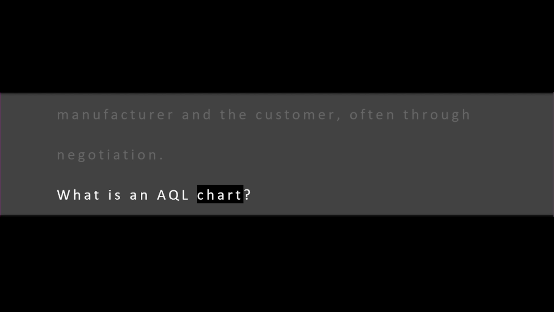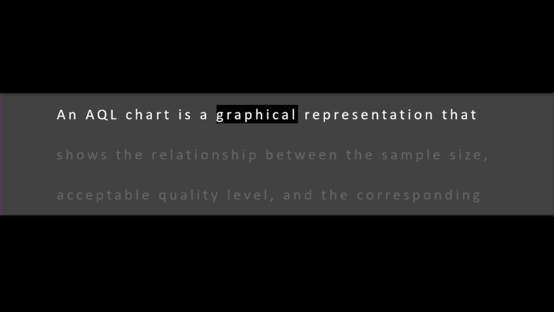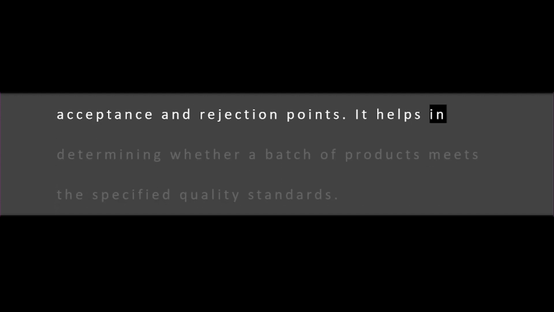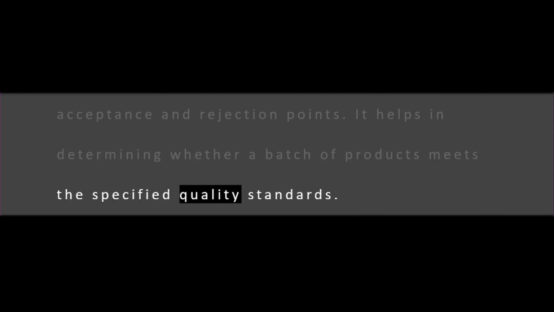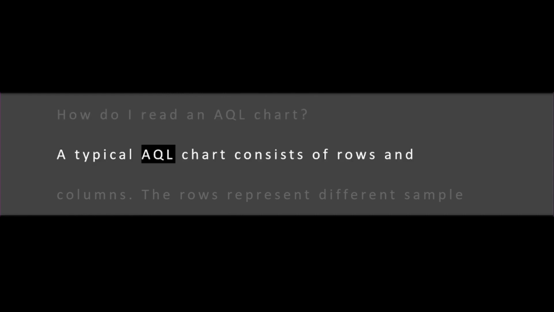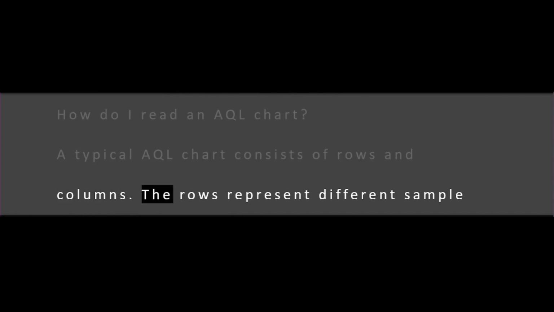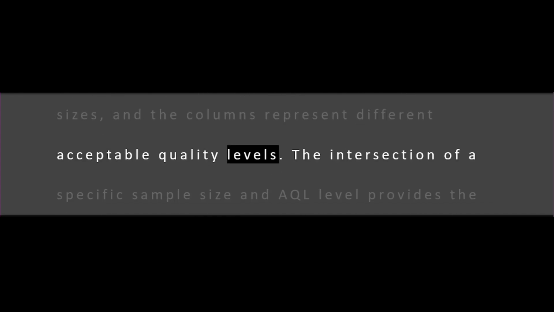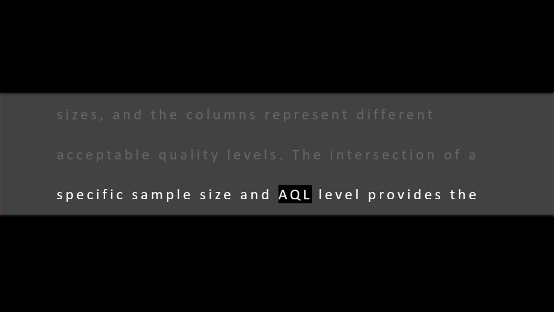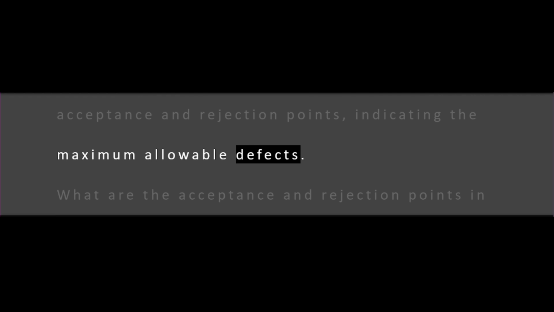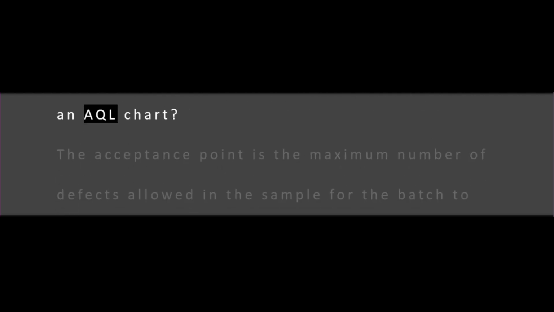What is an AQL chart? An AQL chart is a graphical representation that shows the relationship between the sample size, acceptable quality level, and the corresponding acceptance and rejection points. It helps in determining whether a batch of products meets the specified quality standards. How do I read an AQL chart? A typical AQL chart consists of rows and columns. The rows represent different sample sizes, and the columns represent different acceptable quality levels. The intersection of a specific sample size and AQL level provides the acceptance and rejection points, indicating the maximum allowable defects.